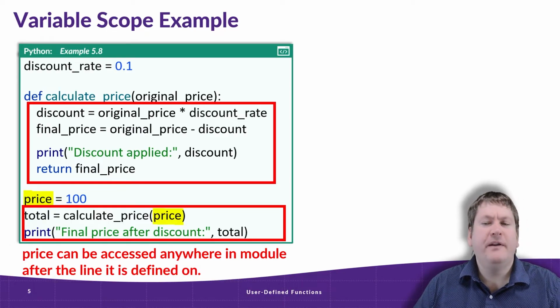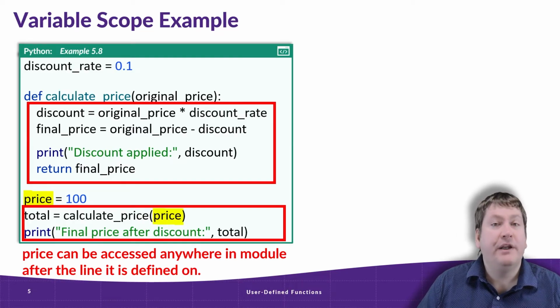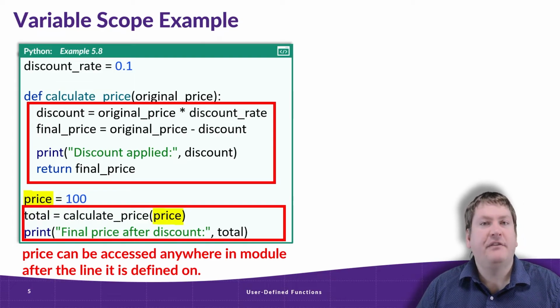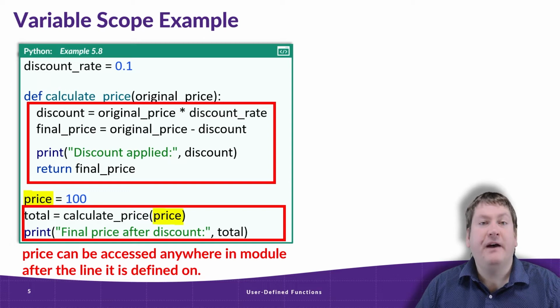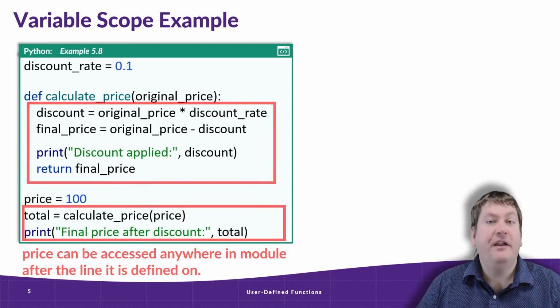But I should note here, it's not really a great programming practice to access global variables like total here or price inside of the calculate price function. This makes it really hard to understand the code, and it can lead to side effects from our functions. That's where our function might work differently each time because the value of a global variable has changed. The last variable in this example is total.